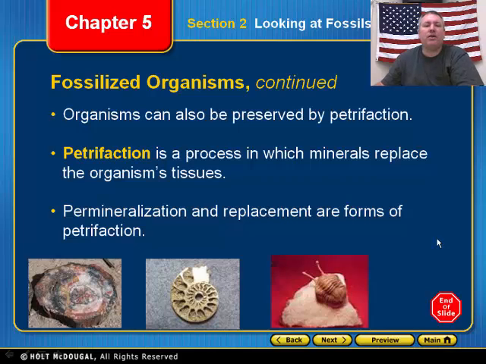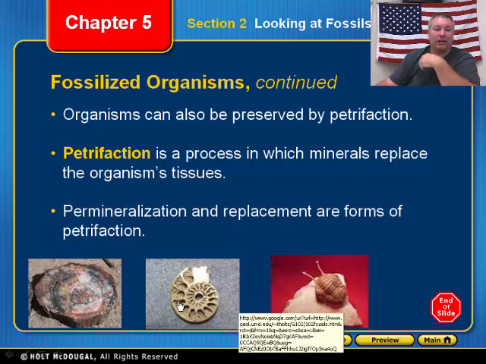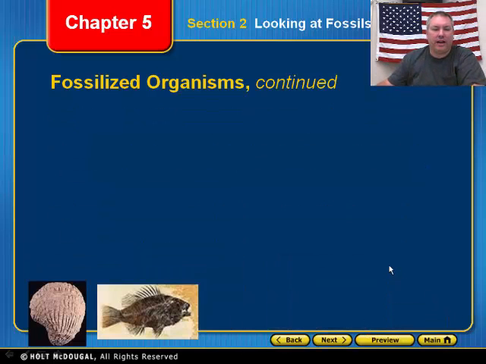Now, we also have what's known as petrifaction. This is another way that fossils are formed. All right? Petrifaction is a process in which minerals replace organisms' tissue. And so you have several different types of that. The 2 types are permineralization and replacement, and those are forms of petrifaction. So when we look at these, we see the different types of fossils right here.